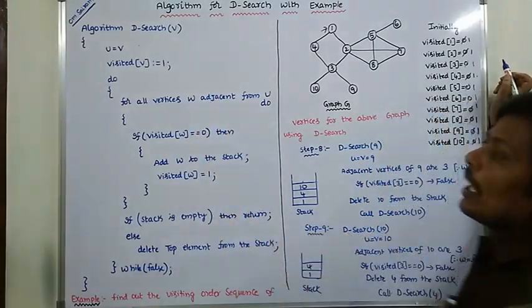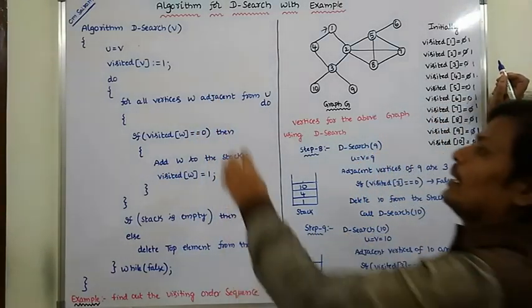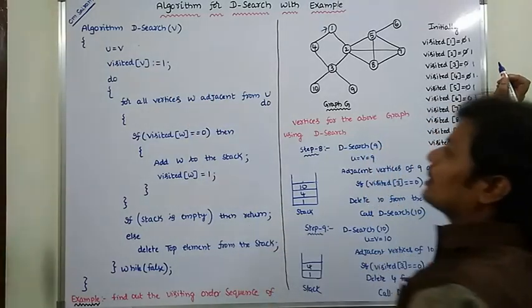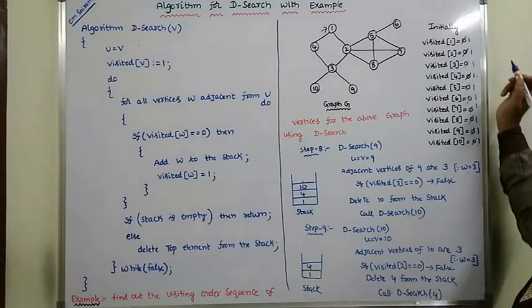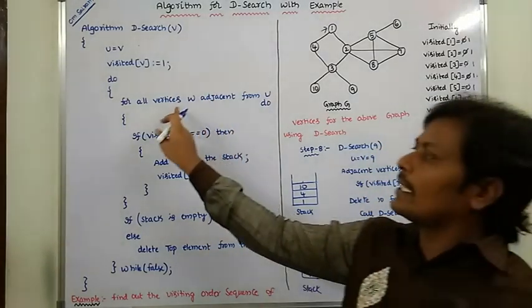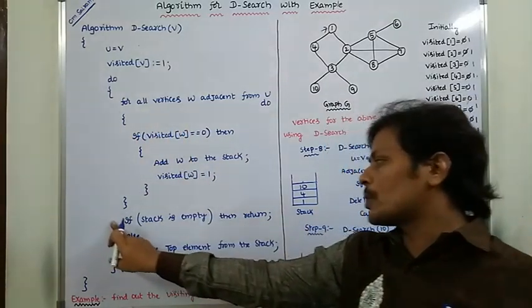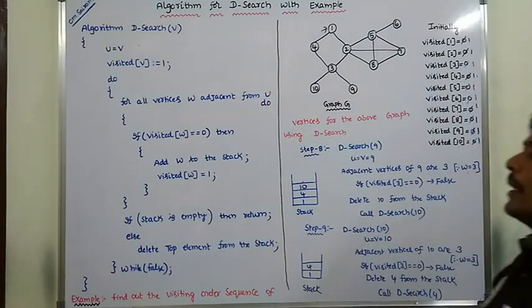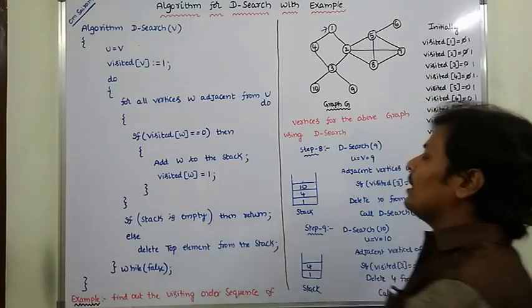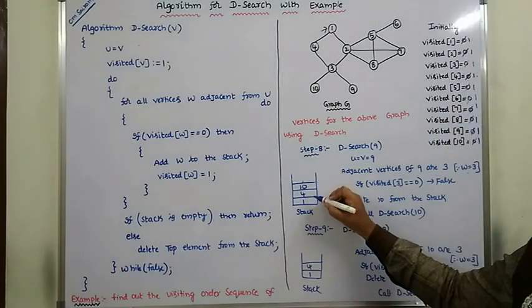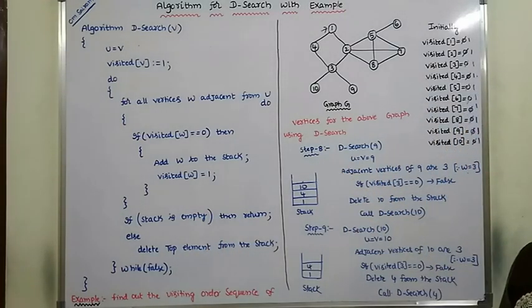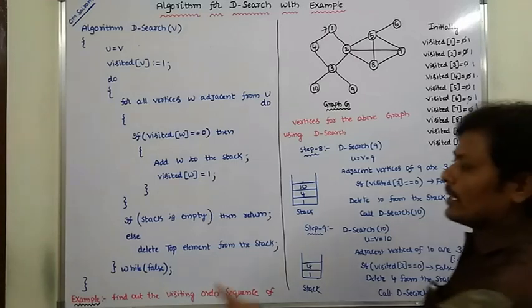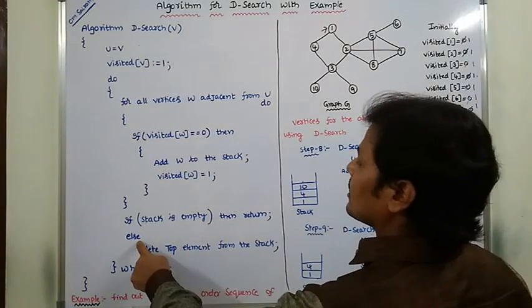Again control goes to the for loop. Okay, there are no adjacent unvisited vertices for u, that is vertex 9. So this condition is false. The control goes to the next statement after the for loop. If stack is empty, no, stack is not empty. Stack contains 3 elements, 1, 4, 10. So this condition is false. Go to the else block.